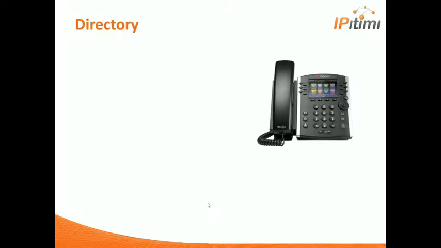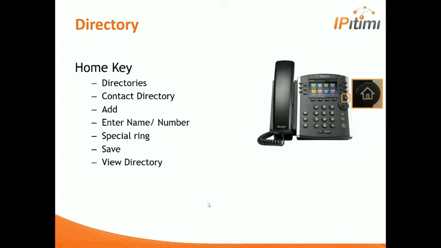Lastly, let's take a quick look at how you can update your contact directory. On your phone, first locate your home key, which might look a little something like this. Once you press your home key, you'll then have the option to go to Directories, Contact Directory, then add a new entry. Enter the person's name and phone number, and you can even select a special ring so you know when they're calling. Once you hit Save, your contact will show up as a speed dial along the buttons on the left or right side of your screen.